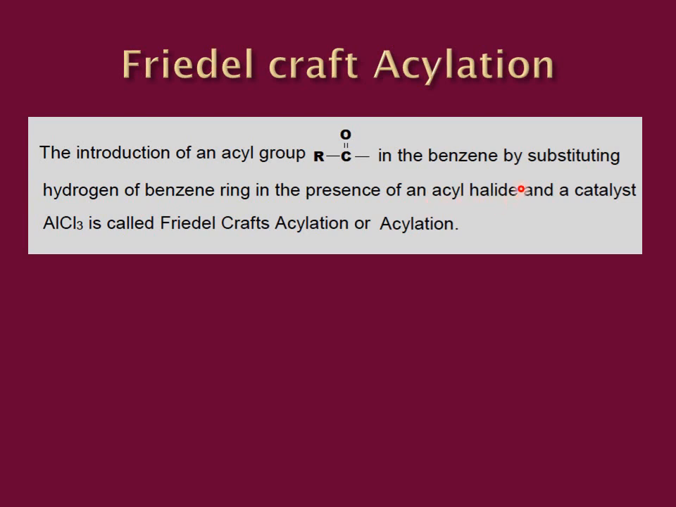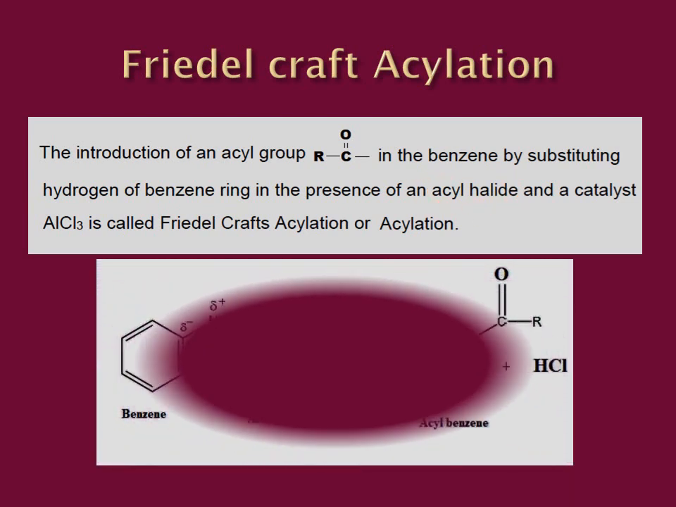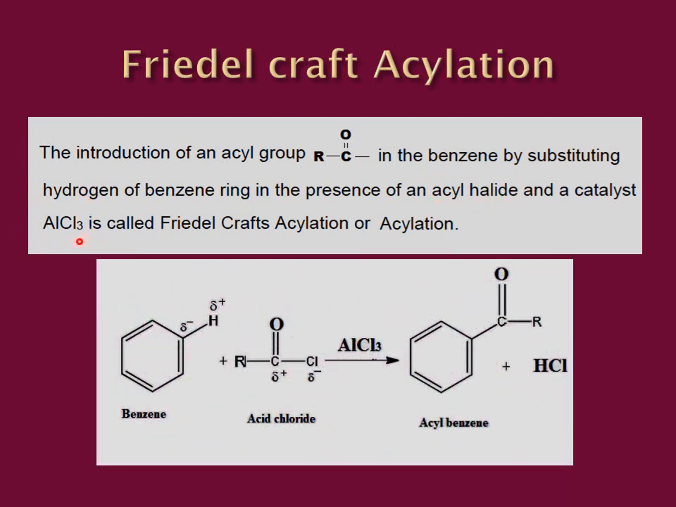Now you can see here is a benzene ring. This is an acyl chloride. Now in the presence of aluminium chloride, it is going to be converted into acyl benzene. An acyl group is substituted in place of hydrogen with the liberation of HCl. This is called Friedel-Crafts acylation.